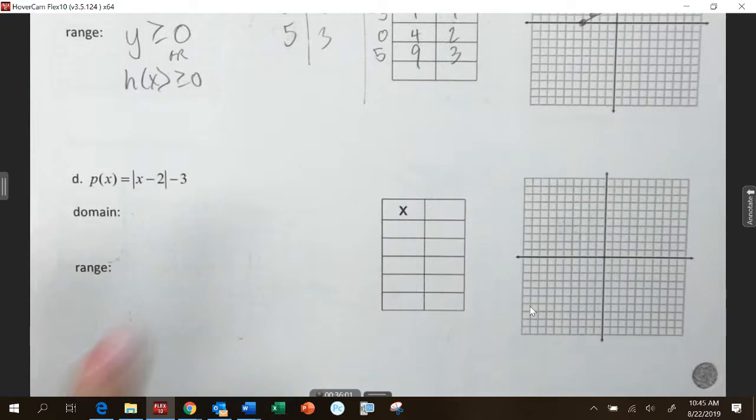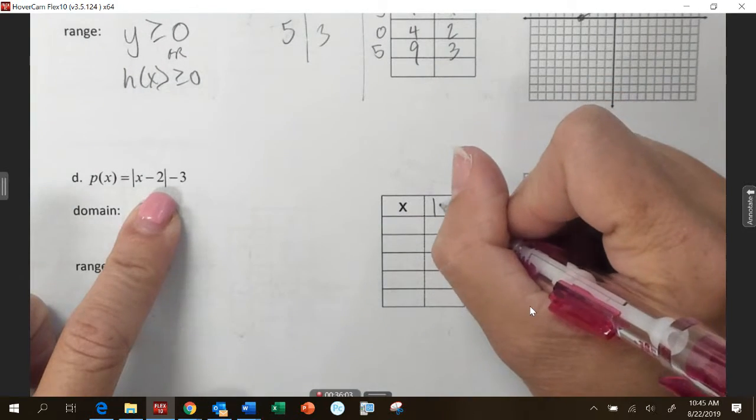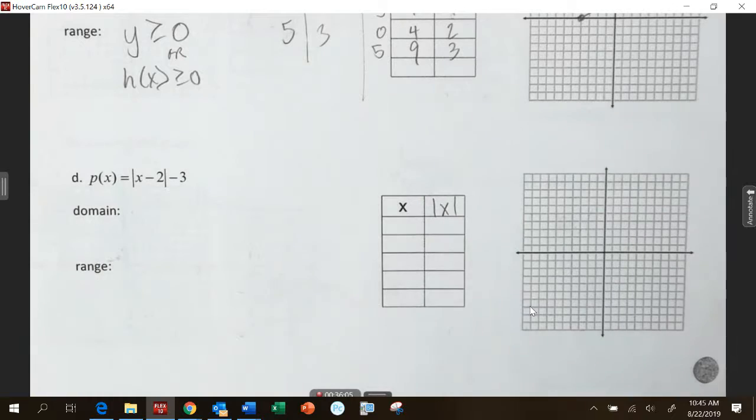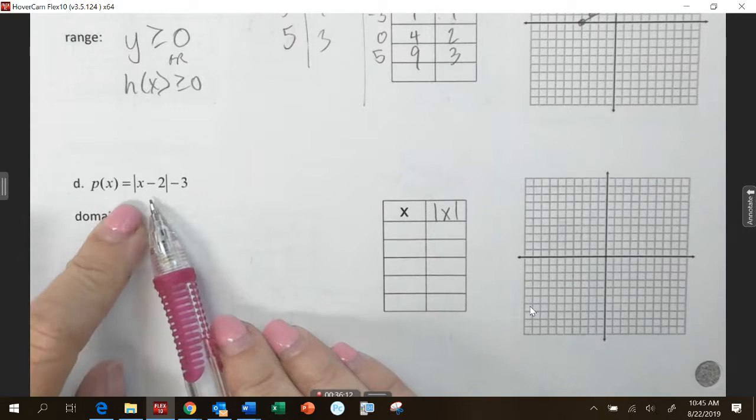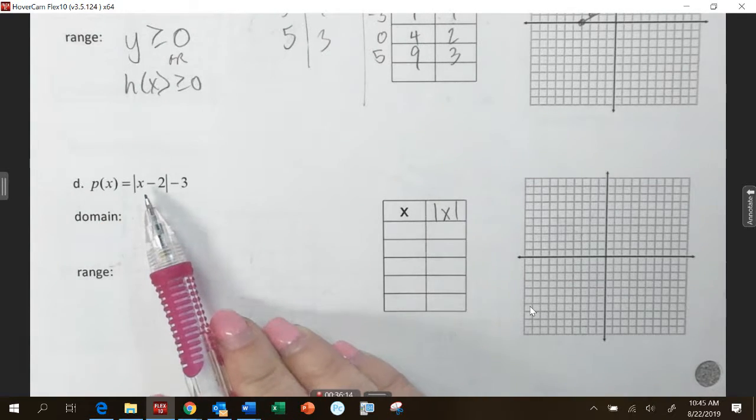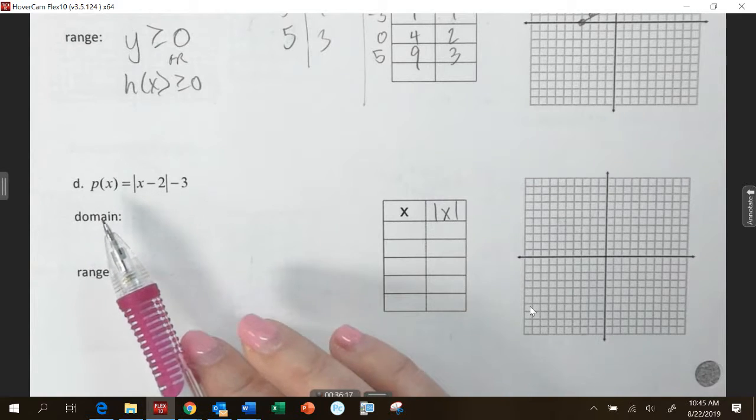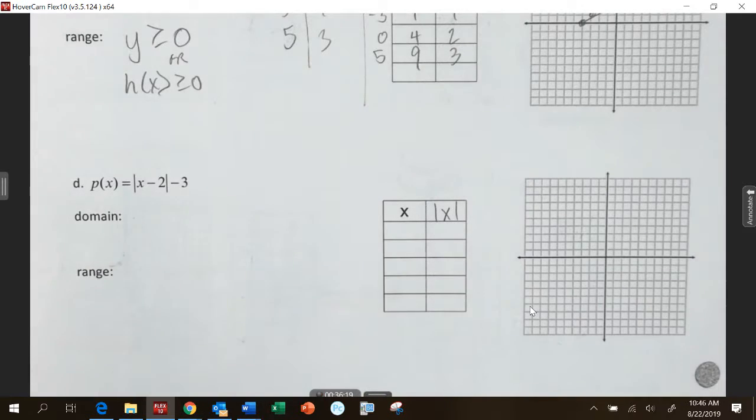P of x is, we've got absolute value, so I'm going to do absolute value of x minus 2 and then subtract 3. So you can either plug in any numbers you want into the table and graph it. I'm going to use transformations. That's the way I teach in Algebra 2. I think it's helpful because I'm going to get that middle of the V, that vertex of the V, where if you're just plugging in random numbers, you might just have an end and you won't know where that V is until you keep plugging in more numbers. And I think it takes longer to do it that way.